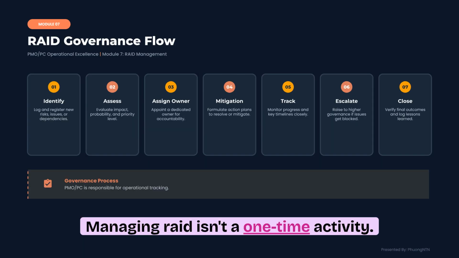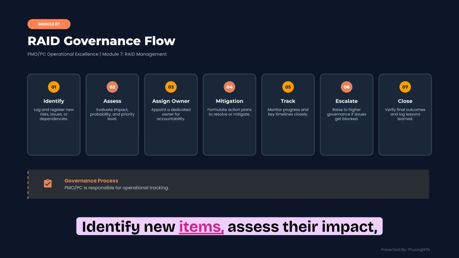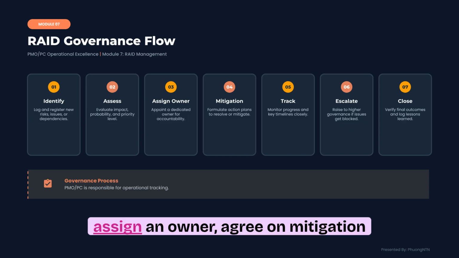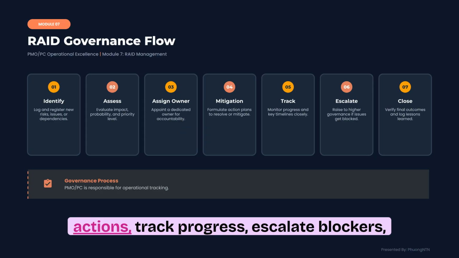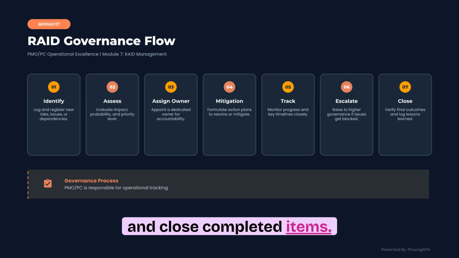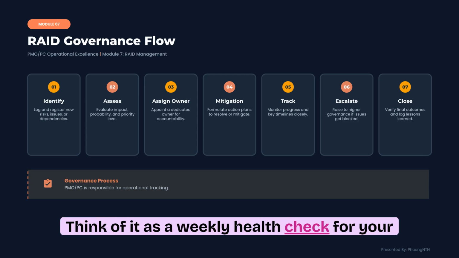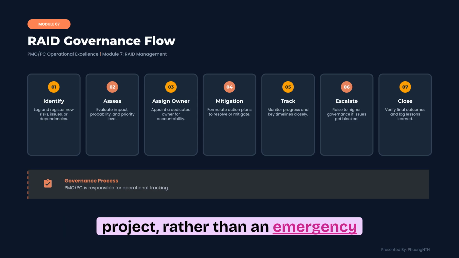Managing RAID isn't a one-time activity. Every week, repeat the same routine. Identify new items, assess their impact, assign an owner, agree on mitigation actions, track progress, escalate blockers, and close completed items. Think of it as a weekly health check for your project, rather than an emergency response.